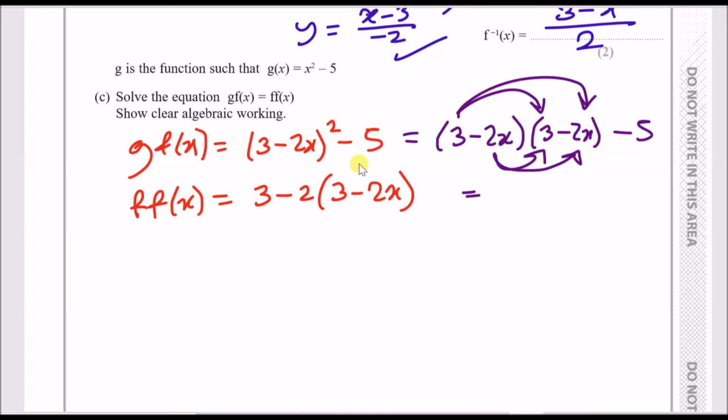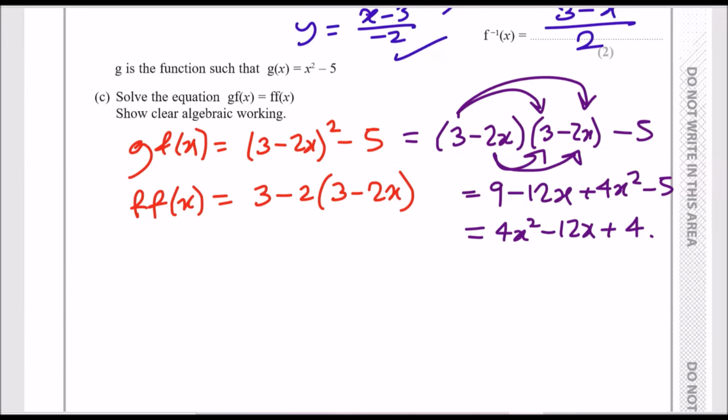Doing that, you're going to get a 9. 3 times minus 2x is minus 6x, and you get another minus 6x, so it's minus 12x. Minus 2x times minus 2x is plus 4x squared. And then you subtract 5. Tidying up the order, I always do the quadratic first, so 4x squared goes first, minus 12x, and then 9 take away 5 is plus 4. That's it. So that's the g(f(x)) tidied up.